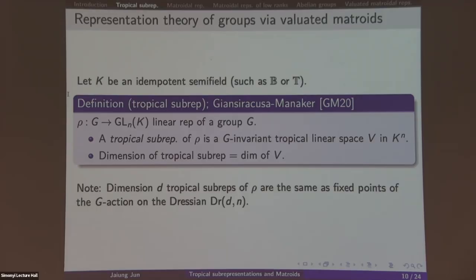And they proved, as in the classical case, that this precisely corresponds to the fixed points of the G action on the Dressian.